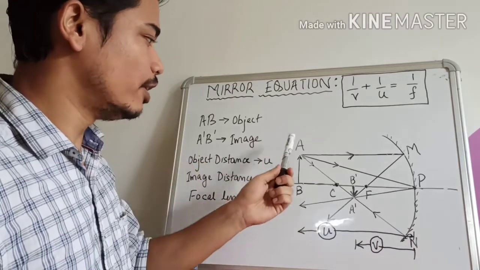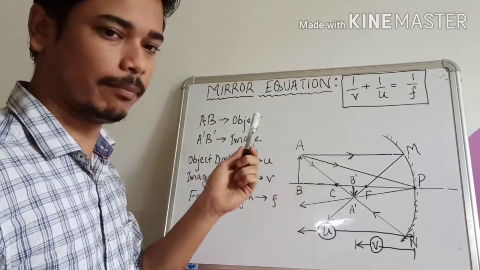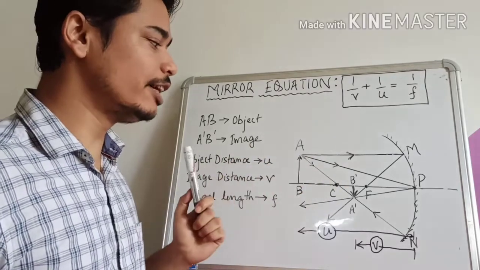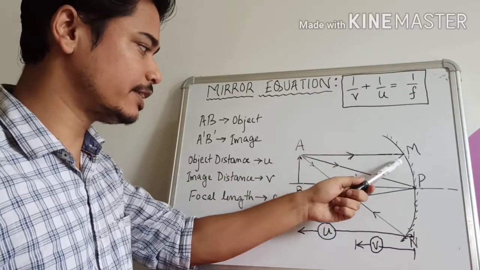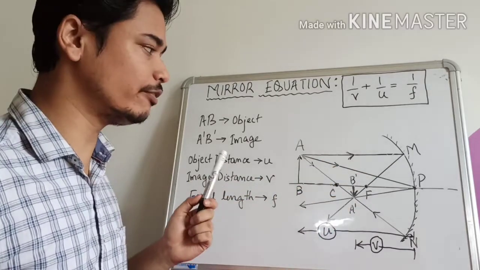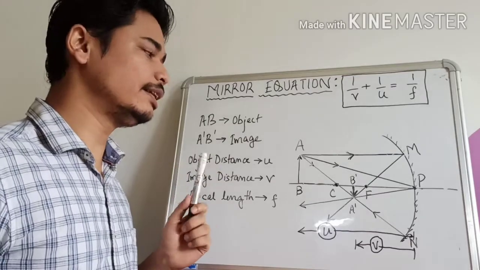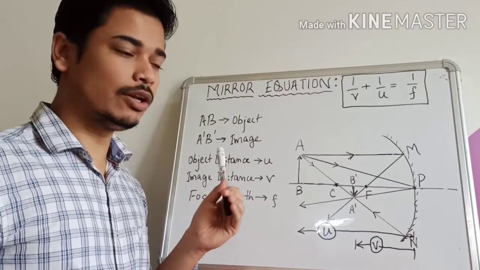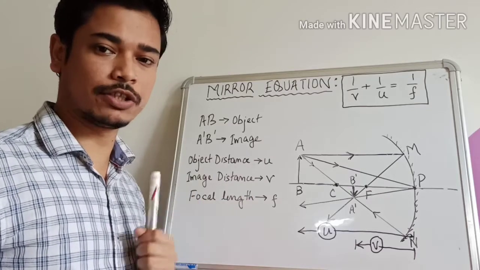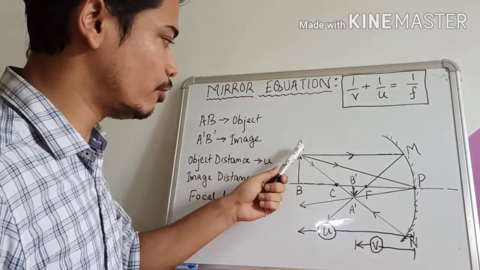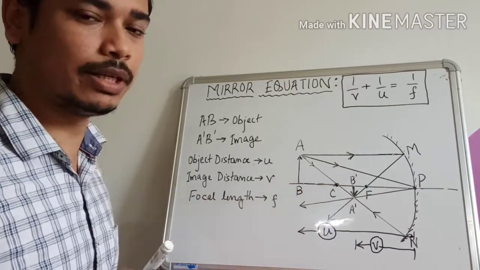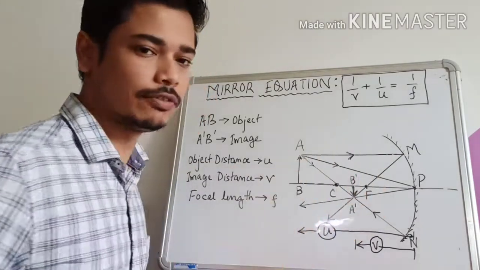Now see, this ray which is traveling from A to M is parallel to the principal axis, and after reflection from the mirror surface, this ray will always pass through the focus. As we have already come to know, a ray which is parallel to the principal axis will always pass through the focus after reflection from the mirror. Here F is the focus of the mirror.